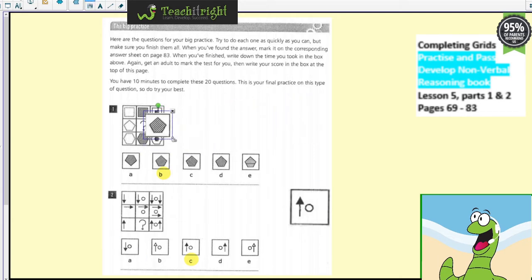So this is obviously a slightly larger matrices. So the first thing you'll notice is down the columns, the sides are increasing by 1, so 4, 5, 6, but the shading stays the same, making B our answer.